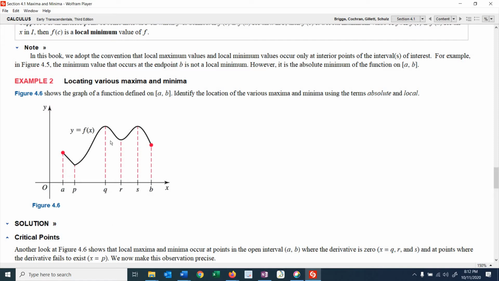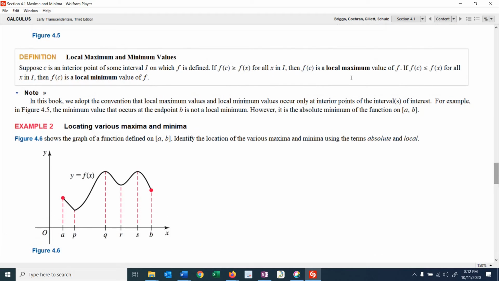Okay, so Q is at an interior point, and the reason it's the location of a local maximum is because if you draw a little interval containing Q, around Q, so say it starts here and it ends here, then f of Q is the largest y value in that interval. And that makes it a local maximum value. Same thing with S. If you draw a little interval around S, then f of S is the largest y value in that interval. So f of S is a local maximum.